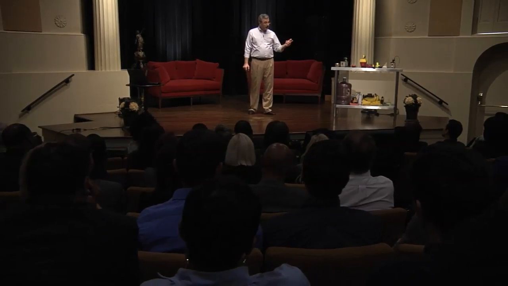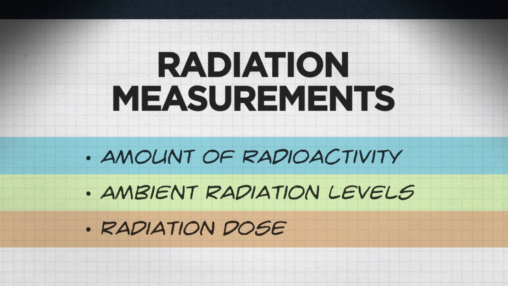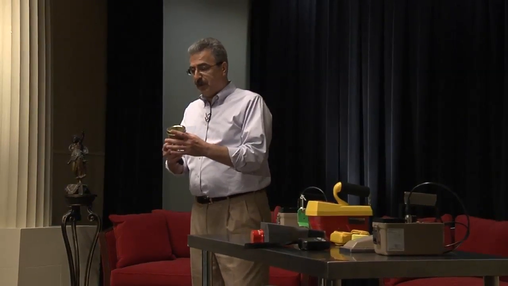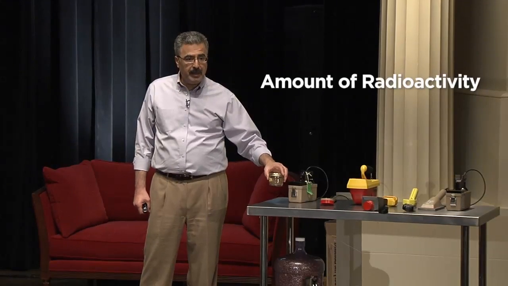The three types of measurements that we can make are the amount of radioactivity, ambient radiation levels, and radiation dose. I'll tell you what that means. Pretend this is a jar of radioactive sample. So the first thing we want to know is, how much stuff is in here? How much radioactivity is in this sample? How many alpha particles, beta particles, or gamma rays are given off by this material? That's the amount of radioactivity.